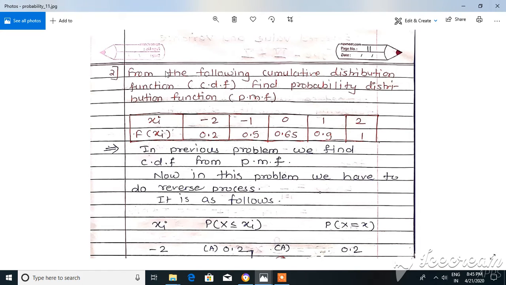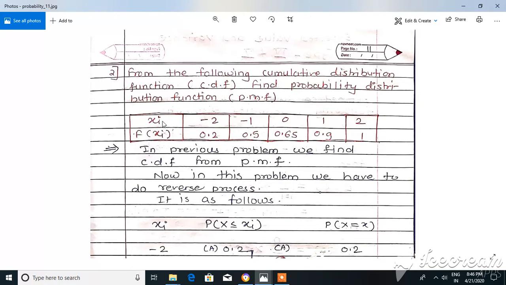Here is the second problem of cumulative probability distribution. The problem is: from the following cumulative distribution function, find the probability distribution function. In the previous problem they gave us the PMF and we had to find the cumulative distribution function. Now the problem is reverse. They have given us the cumulative distribution function, so this F of x_i is actually the cumulative distribution, and we have to find its PMF, the probability mass function.